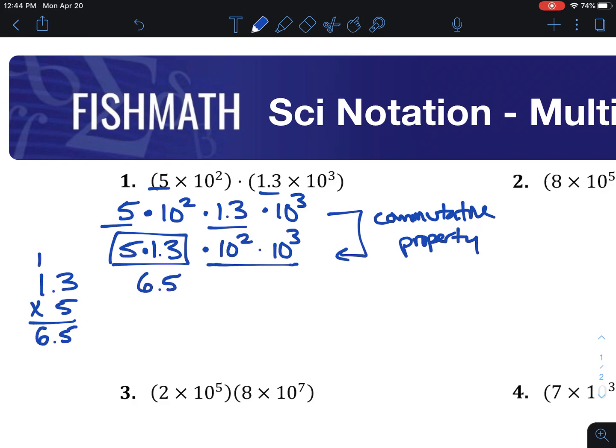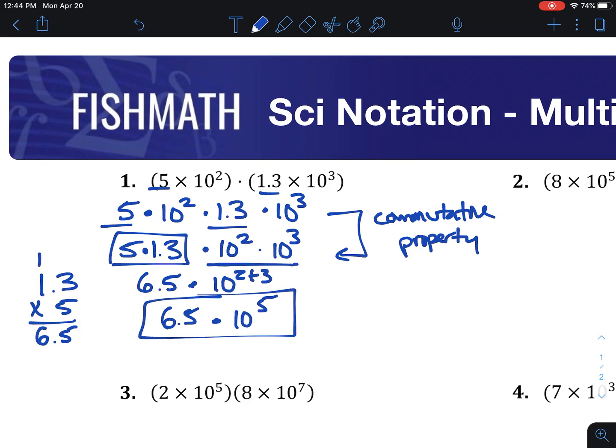And then for our powers of 10, we know how to simplify these. We're going to use the exponent rules there. If you're multiplying the same base with different exponents, you just keep the base and add the exponents. So we're going to keep the base of 10, add those exponents, 2 plus 3. And these two are still being multiplied in between. So it's 6.5 times 10 to the 5th.